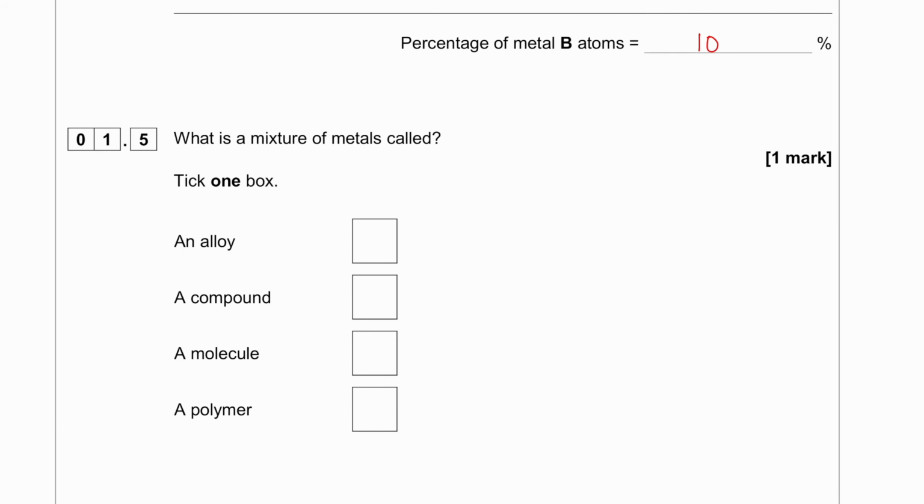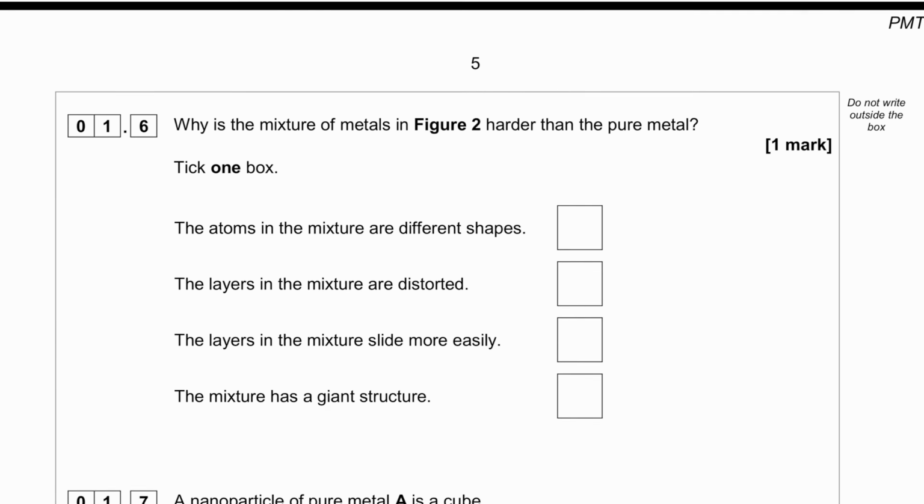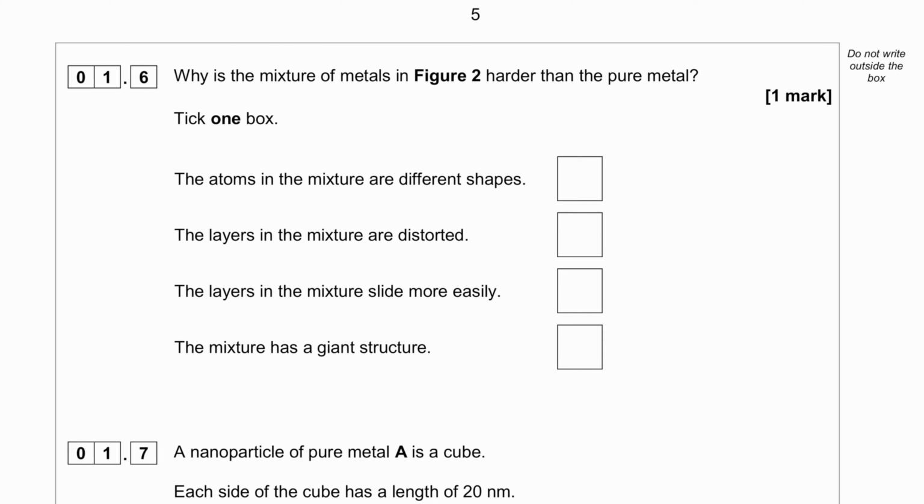What is a mixture of metals called? A mixture of metals is called an alloy. It's a pretty simple, straightforward answer. Whenever we have two metals mixing together, they do not form a compound. They rather form a mixture, which is known as an alloy. By the way, metals can also be mixed with non-metals to form alloys, so that part we need to take note of.